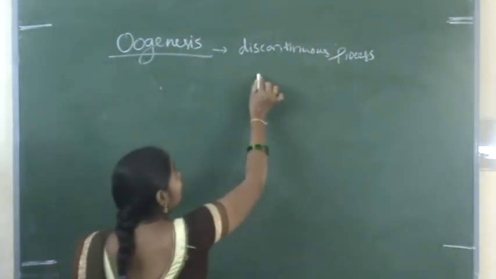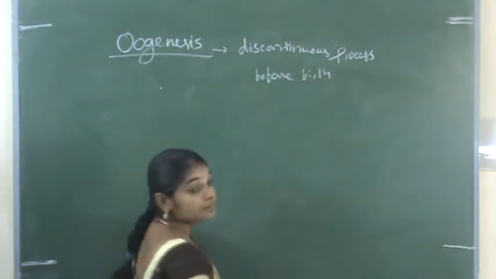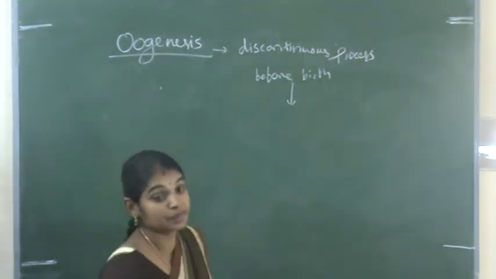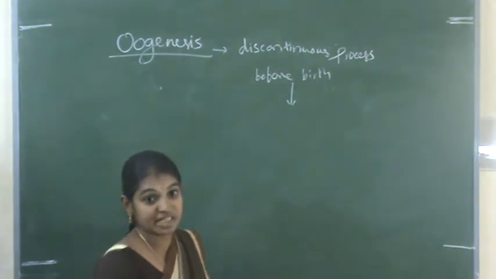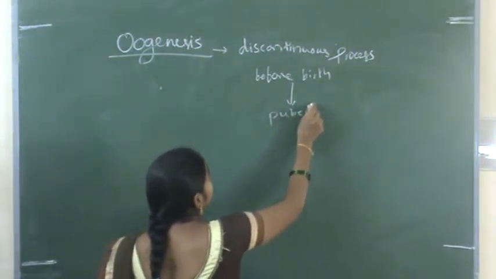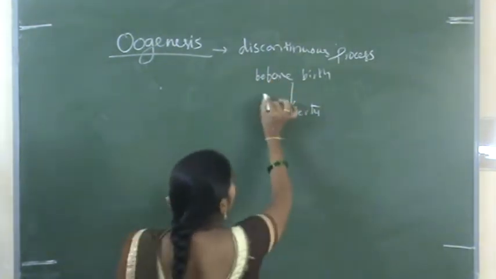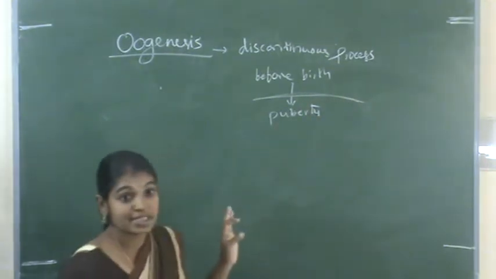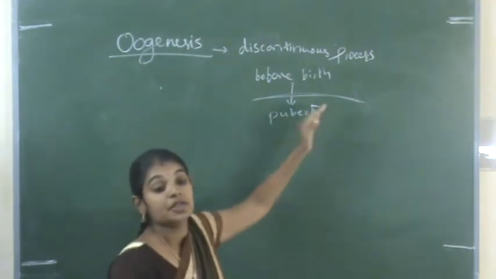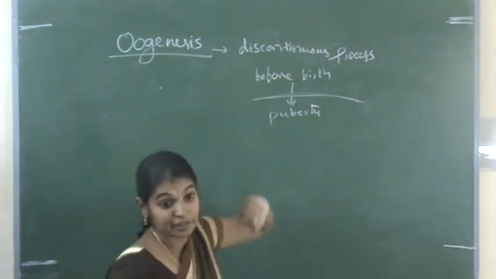So it starts before birth, then after birth, that means during childhood, no oogenesis process, no development. Then puberty. So first before birth there is the oogenesis process, during childhood there is no oogenesis process, and then from puberty, once again the oogenesis will resume. So that's why it is known as a discontinuous process.